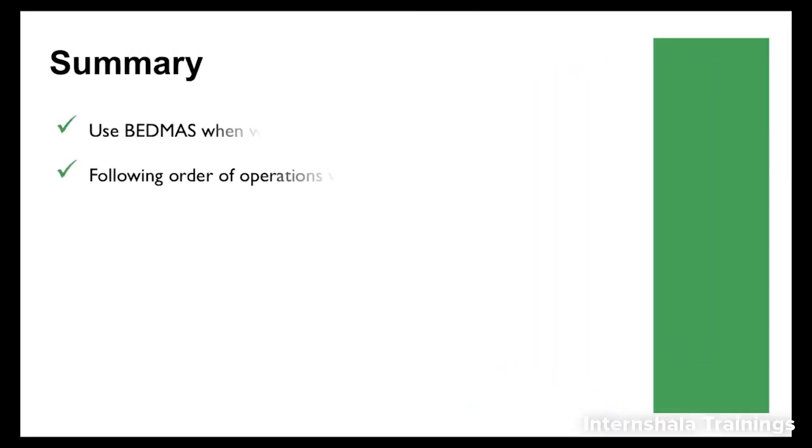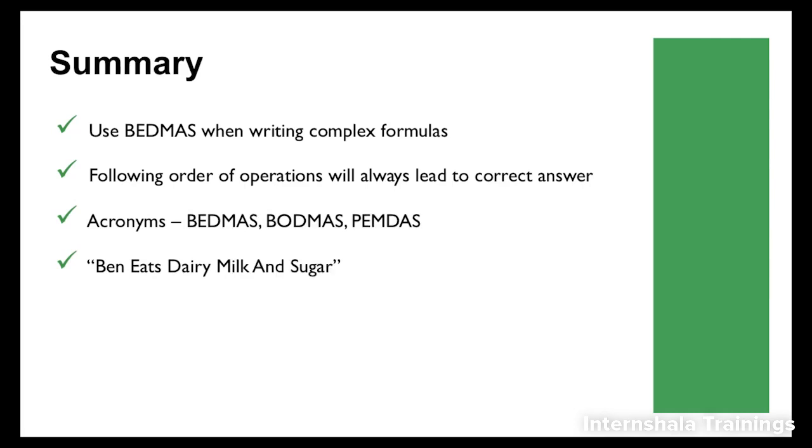Now the good thing is that writing complex formulas becomes very easy when you follow the order of operations rule and will give you the correct answer each and every time. Just remember the acronym BEDMAS or Ben eats dairy, milk and sugar to help you. Now it's time to have a go at some quiz questions and then a mini challenge. Remember, the key to formula creation is to work step by step. All the best!